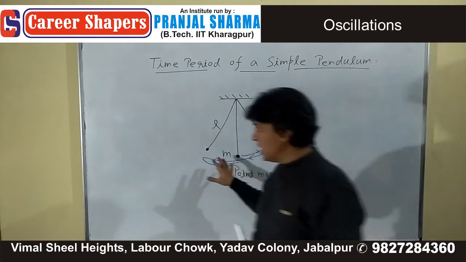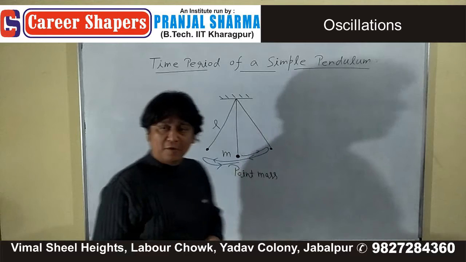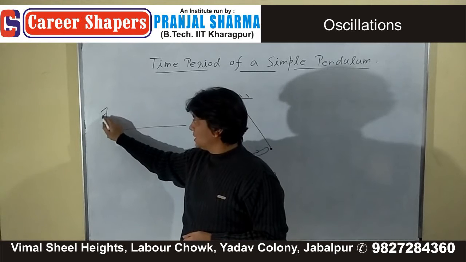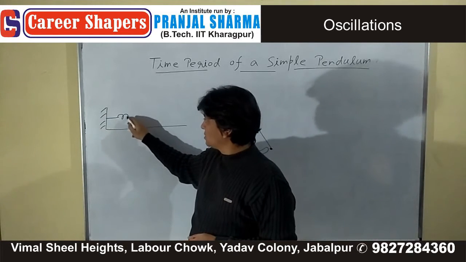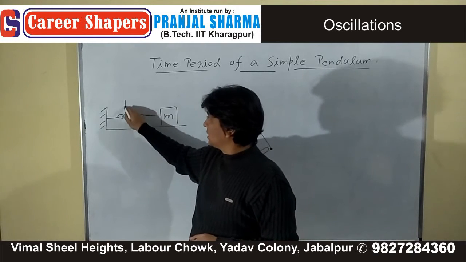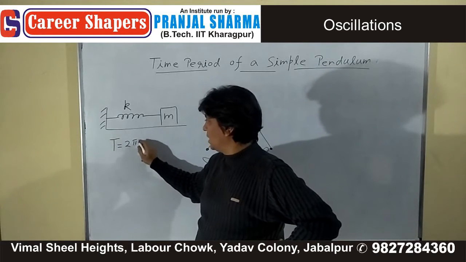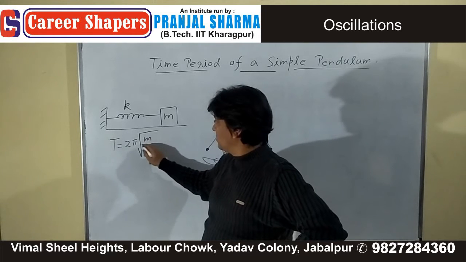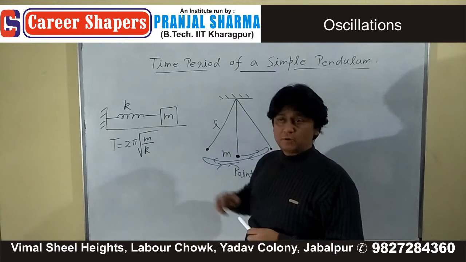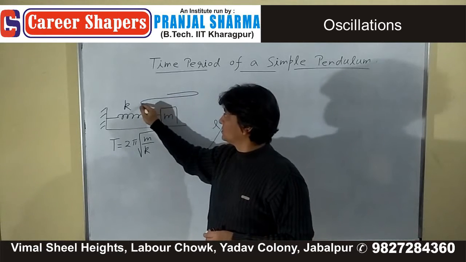Now, the first thing you notice in this figure, which is different from the oscillations we have already done: we have found the time period of a spring block system, with M and K, and we found that the time period is 2 pi under root M by K. This is something we have already done. K is your force constant. This M oscillates like this.